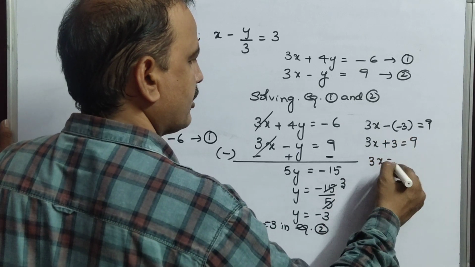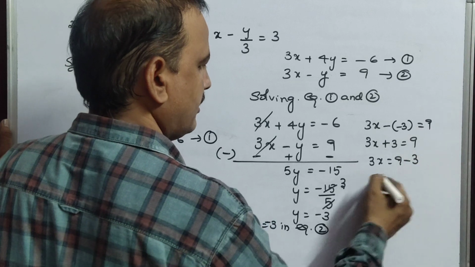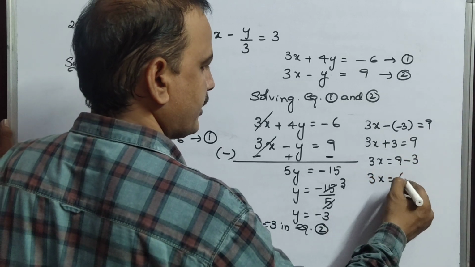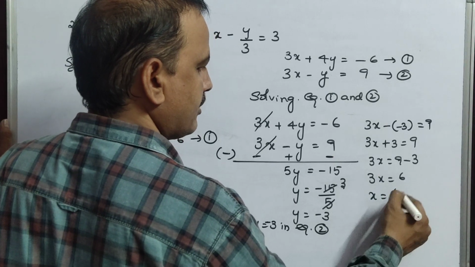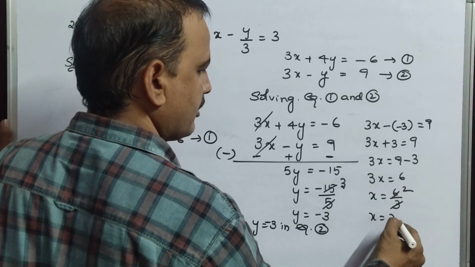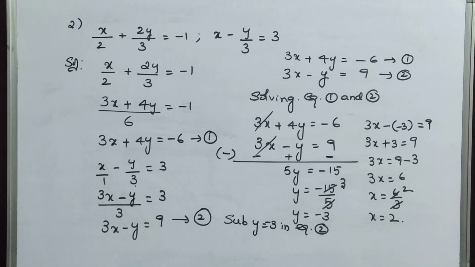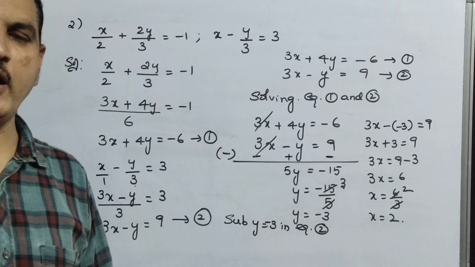So 3x equals 9 minus 3. So 3x equals 6. x equals 6 by 3. 3 ones are 3, 3 twos are 6. So x equals 2. So x equals 2 and y equals minus 3 are the values.